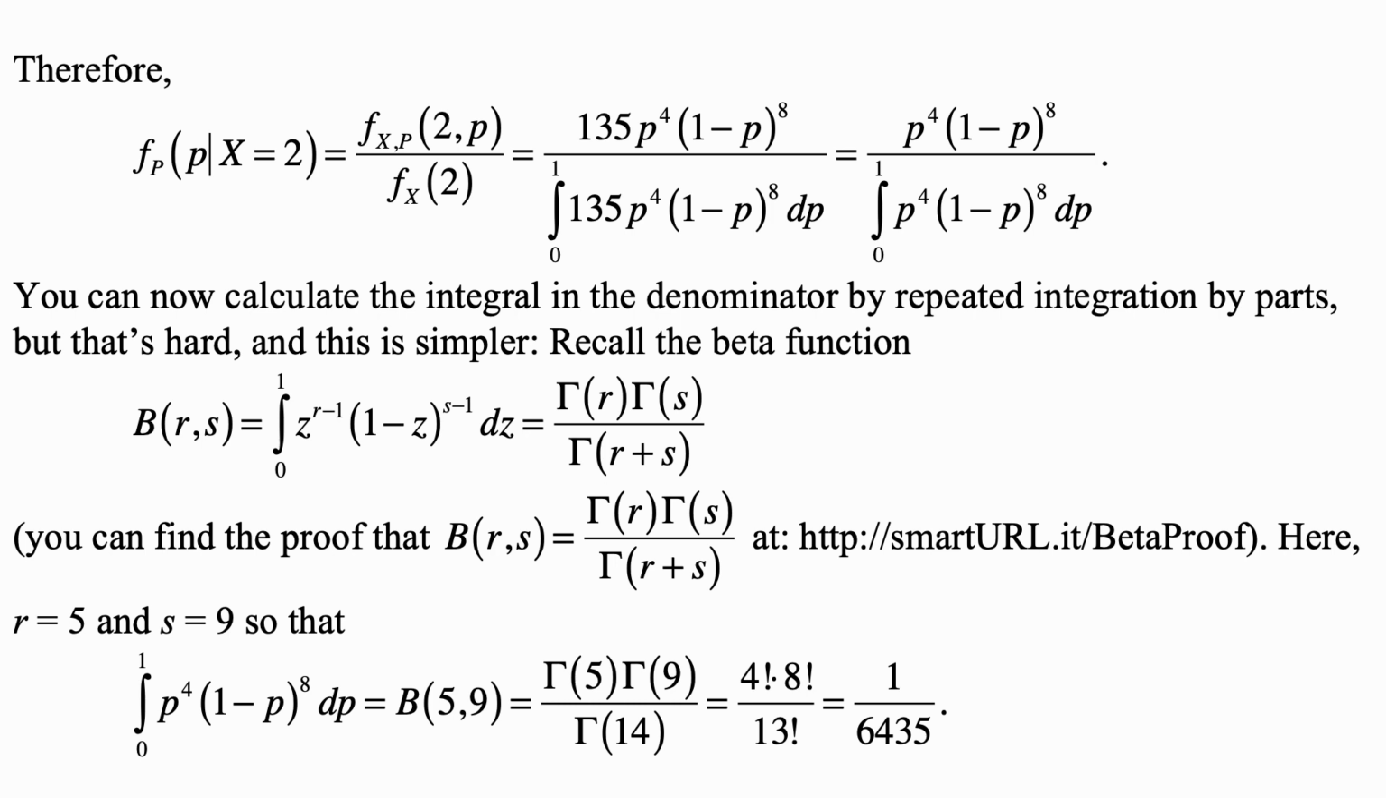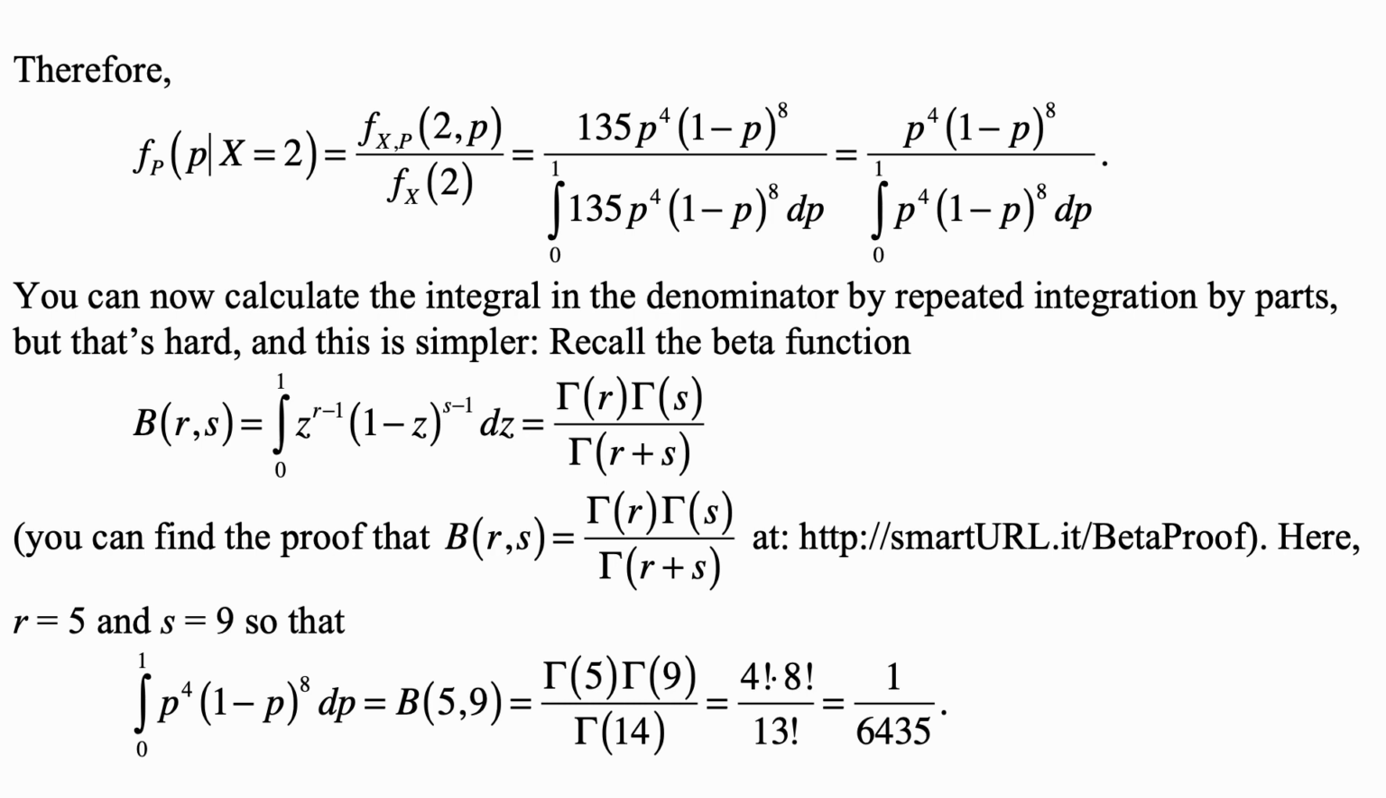Beta of r, s is the integral from 0 to 1 of z to the r minus 1 times (1 minus z) to the s minus 1 dz. And that actually turns out to be equal to gamma of r times gamma of s over gamma of r plus s.